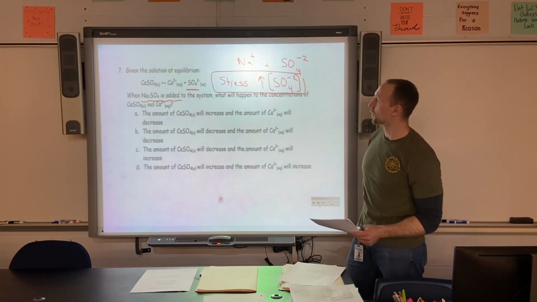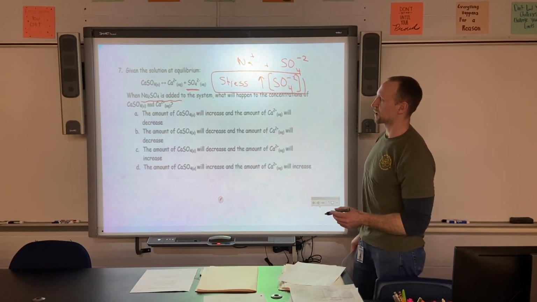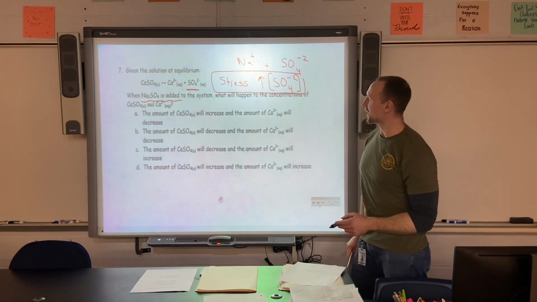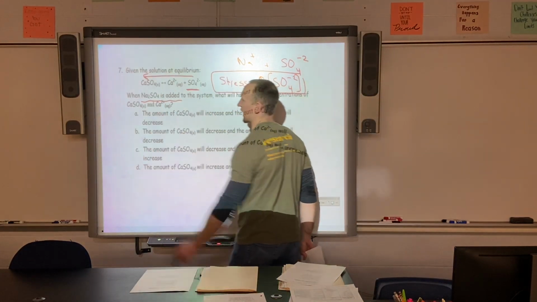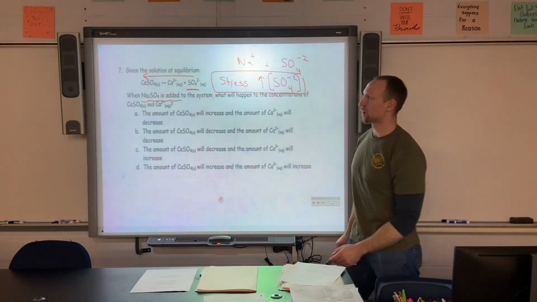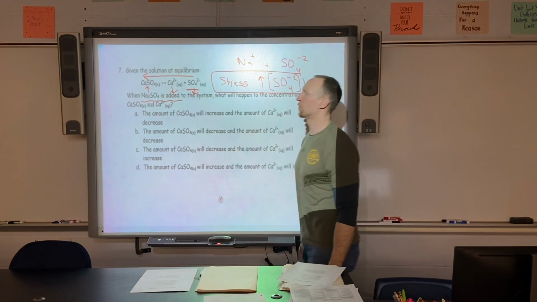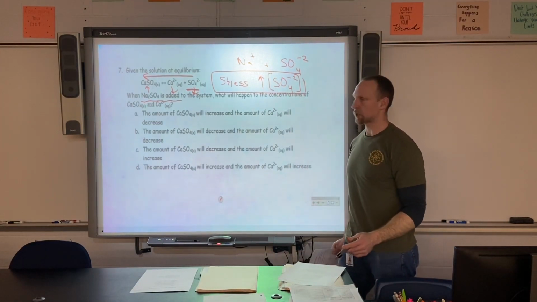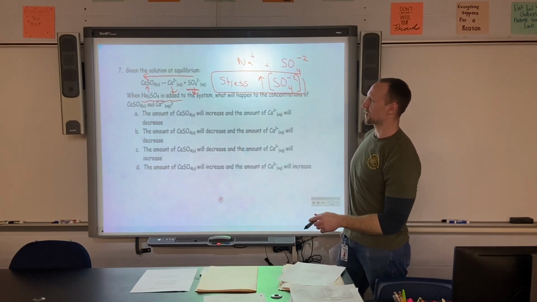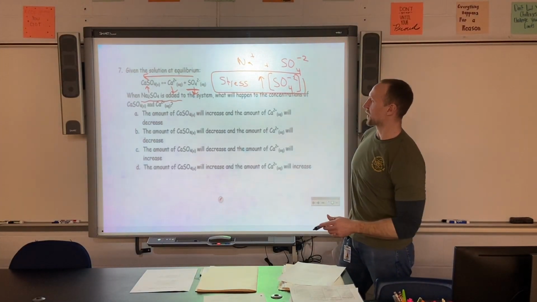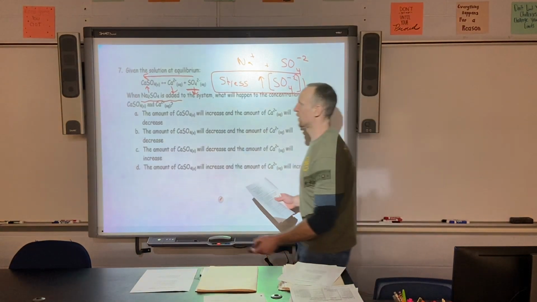Next up, 7. This one we talked about the stress before. What will happen to the concentration of calcium sulfate? So the stress is increase SO4. So we want to shift away from what's added. So we're going to shift left. Whatever you move towards goes up, and whatever you move away from goes down. So it's always the same. So follow through the steps, and it makes things a lot easier. So what's going to happen? The amount of CaSO4 will increase, and the amount of calcium will decrease. So your answer here is letter A.